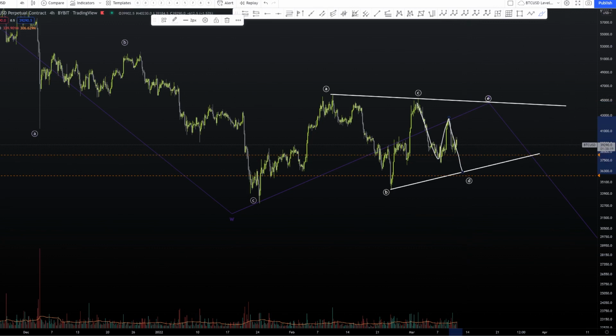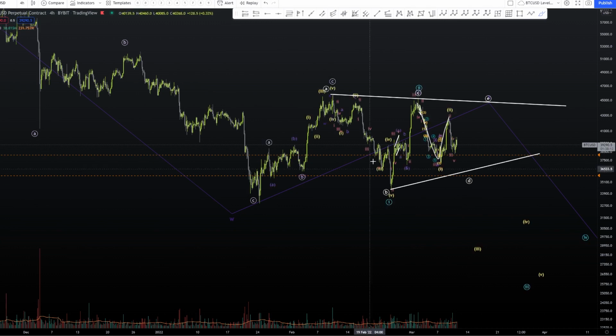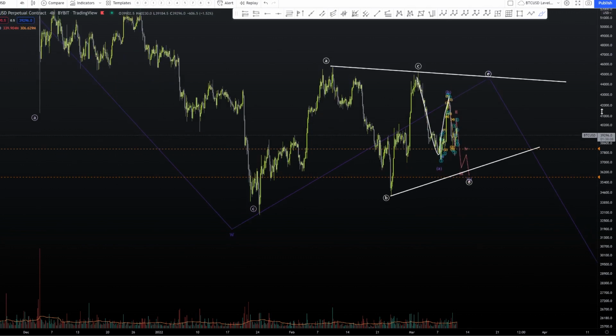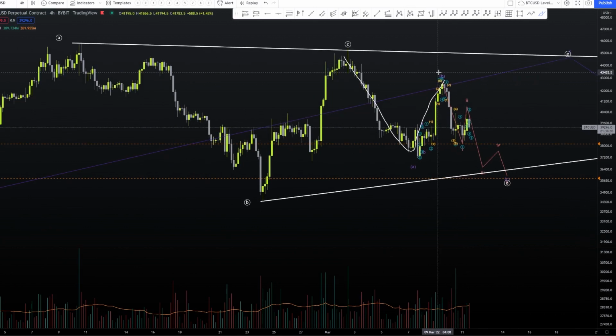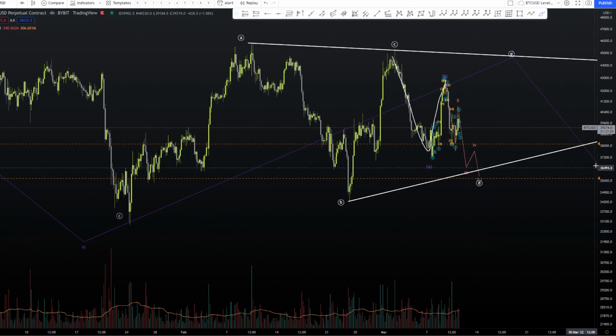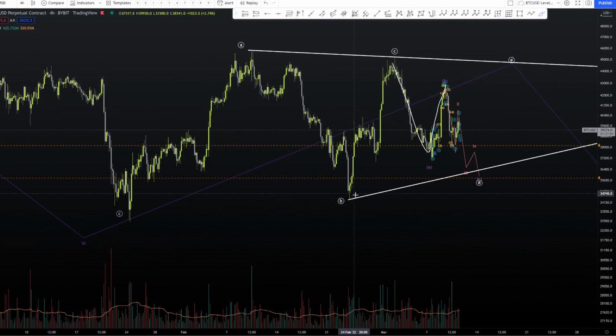So there are some ways we could count it, and I'm going to go into that later, but I'll show you real quick. One way we could count it would look like this, where this would all be a wave A, this would be a B, and you have to assume this is an extended wave 1, because this would be a pretty long wave 1 if we were to expect to get a wave C without taking out the low of this wave B right here.